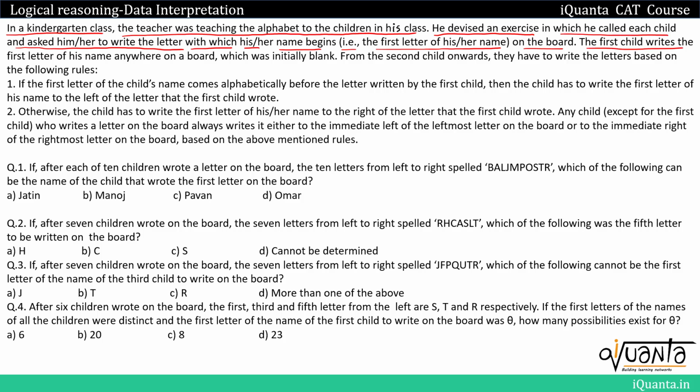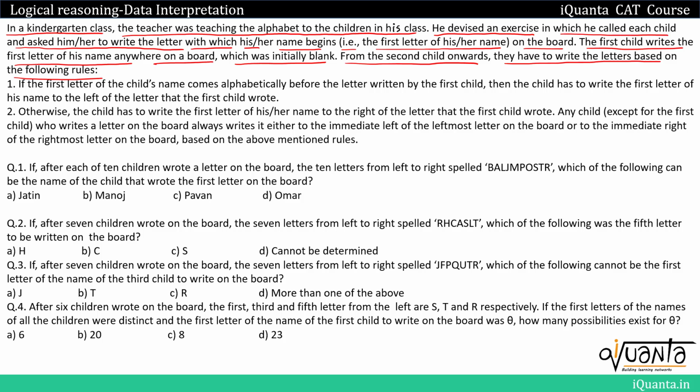The first child writes the first letter of his name anywhere on a board which was initially blank. From the second child onwards, they have to write the letters based upon the following rules. So basically there's an empty board. A teacher is calling a particular child and asking him or her to write the first letter of his or her name on the blackboard which is initially blank. So the first child will come and write down the first letter of his or her name on the blackboard.